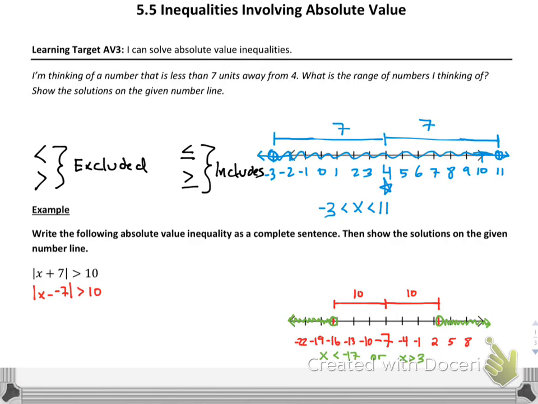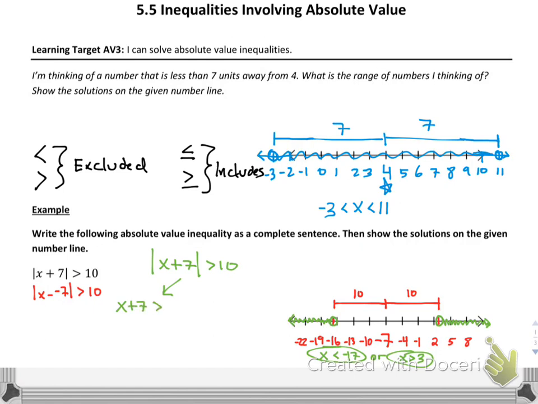Now, if we were to evaluate this, what I can do mathematically is take my absolute value of x plus 7 is greater than 10. What I can do is I essentially have two different problems, right? That's kind of what my conclusion is here. I know this is going to be one solution and x greater than 3 is going to be another set of solutions.